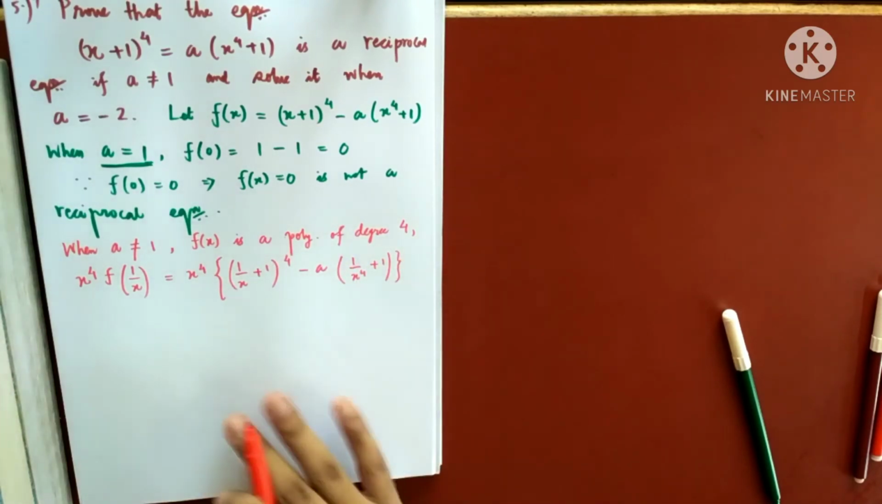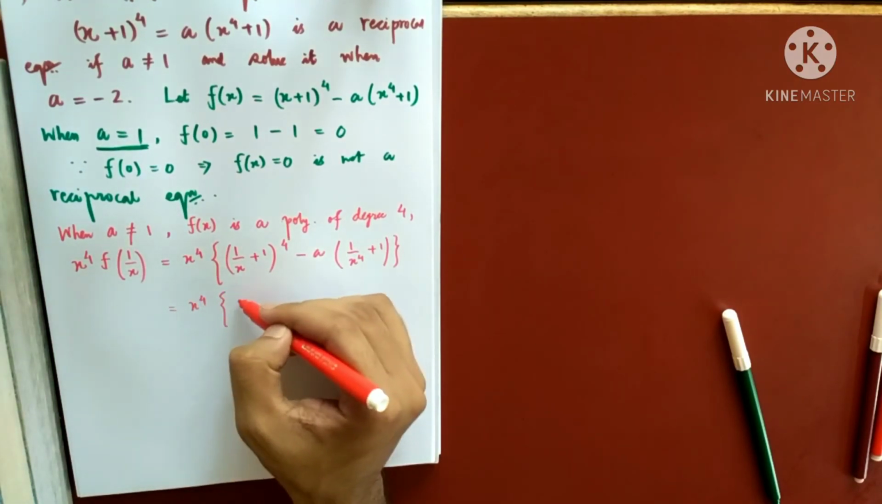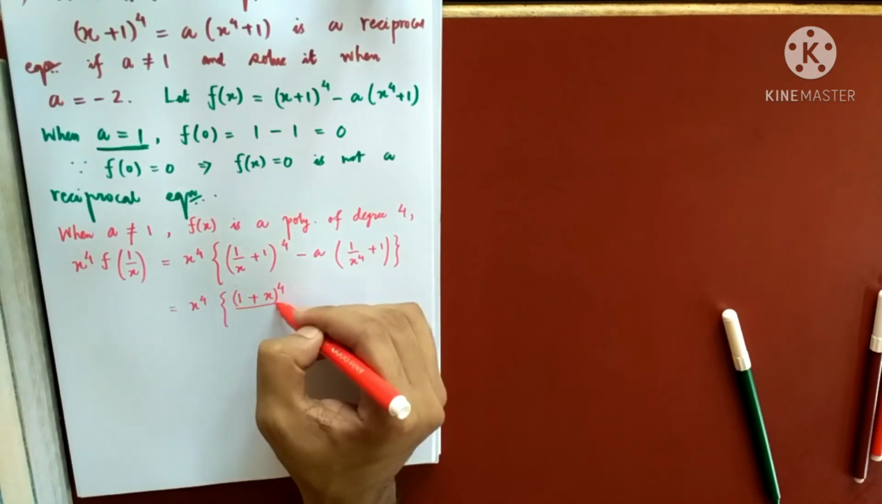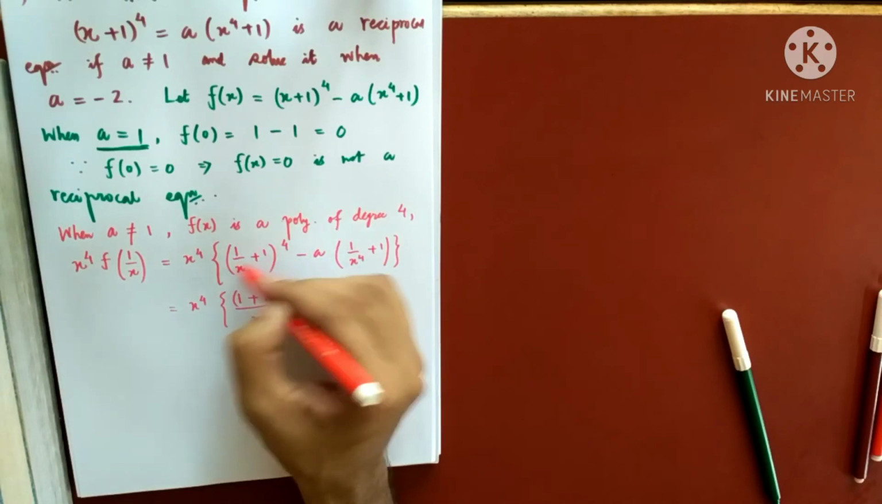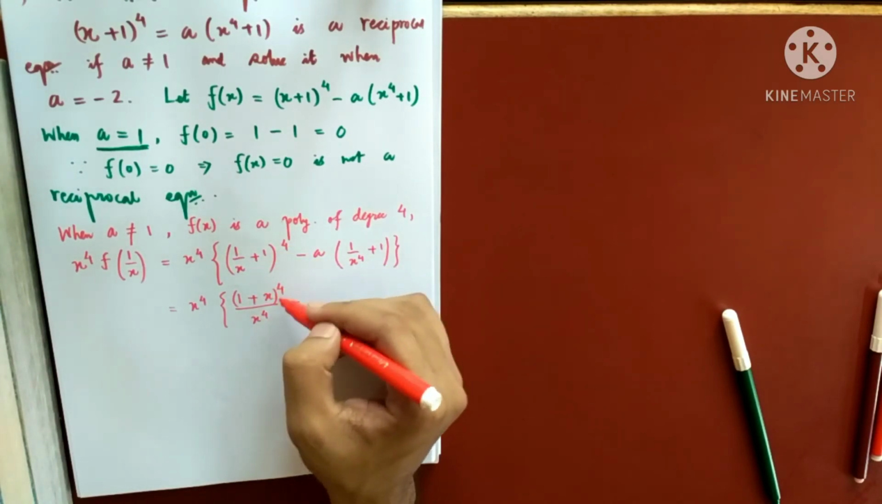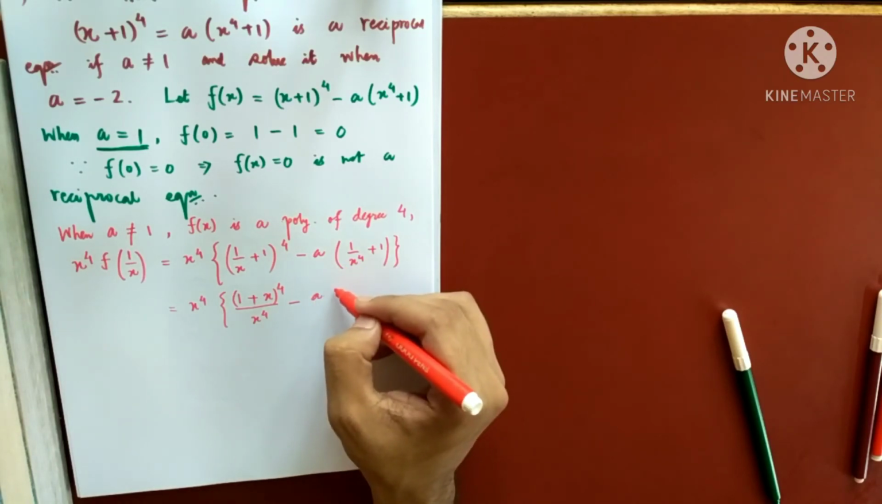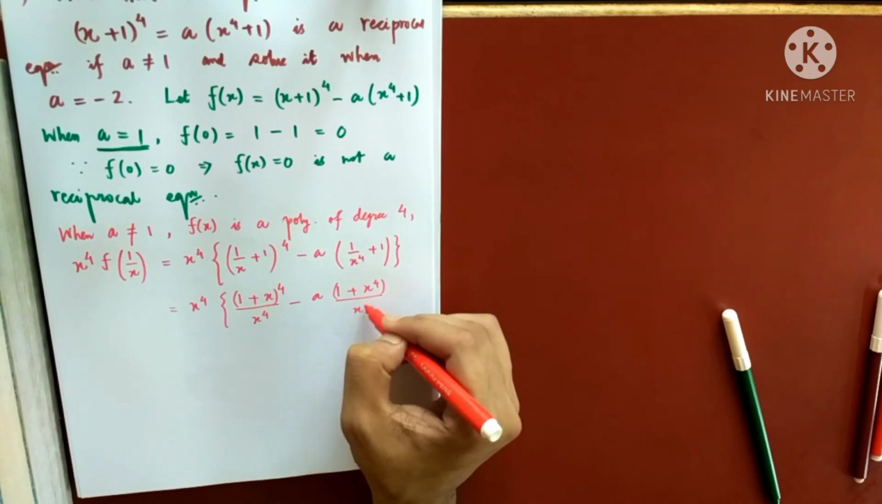Let's take LCM and simplify this. So x to the power 4. What is this? (1 plus x) whole to the power 4 by x to the power 4. After taking LCM, this is (1 plus x) whole by x, and power 4. I'm giving power 4 to each of them. This is (1 plus x) to the power 4 by x to the power 4.